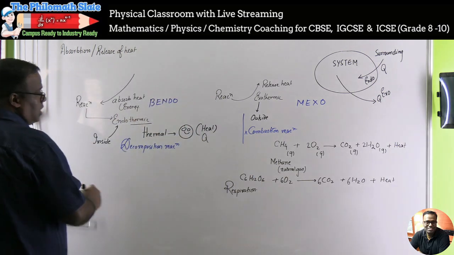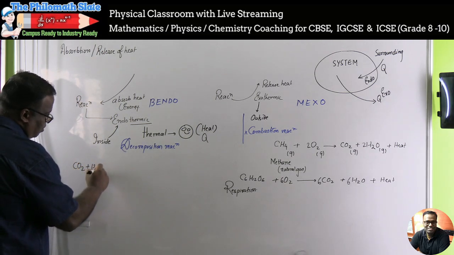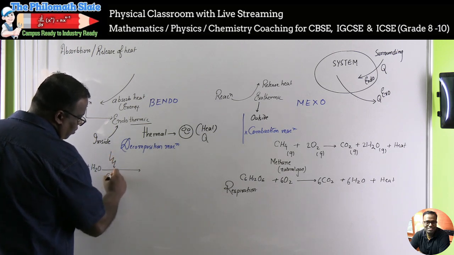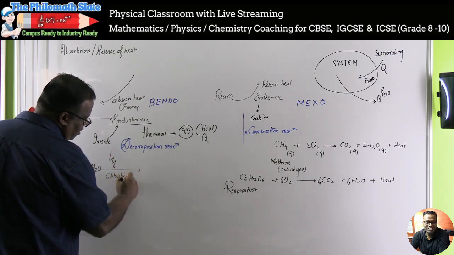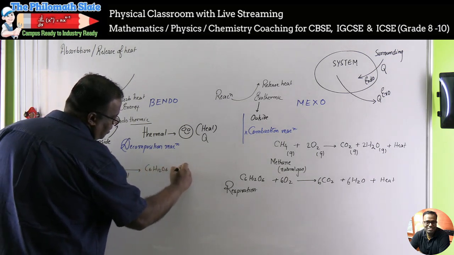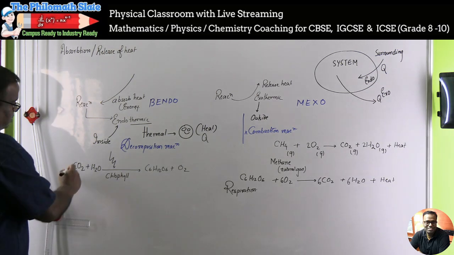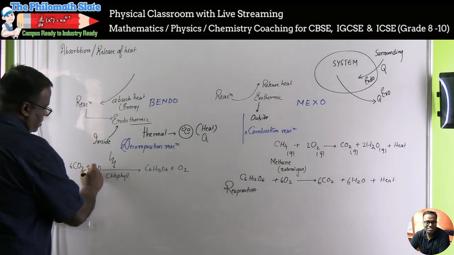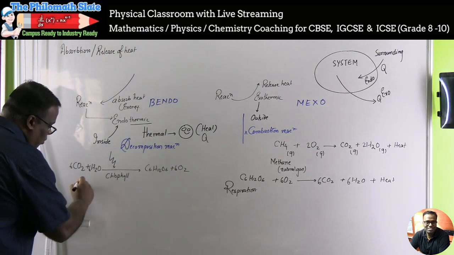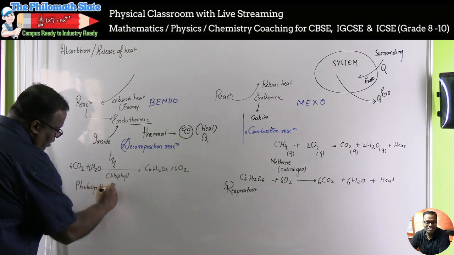To see an endothermic example, photosynthesis. CO2 plus H2O in presence of sunlight with chlorophyll will give you C6H12O6, and plants give you oxygen. So this is energy intake. So 6CO2, 6H2O, 6O2. This is known as photosynthesis. Synthesis means making.